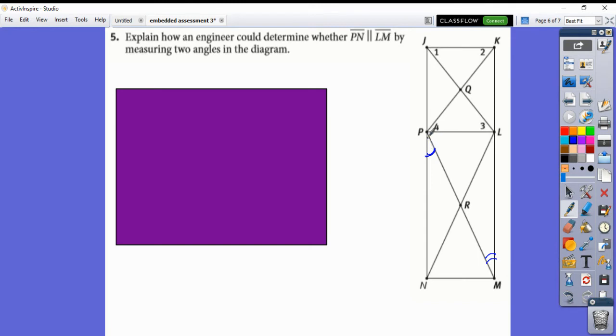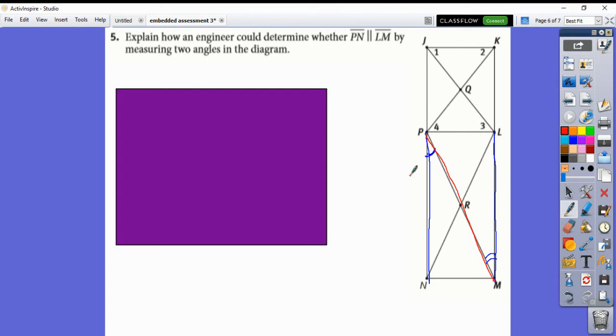So now let's look at these two angles, because we're trying to see if this segment is parallel to this segment. Pardon my not totally straight lines there. Well, we've got a transversal connecting those two lines. That's segment PM. Third time's the charm. There we go.